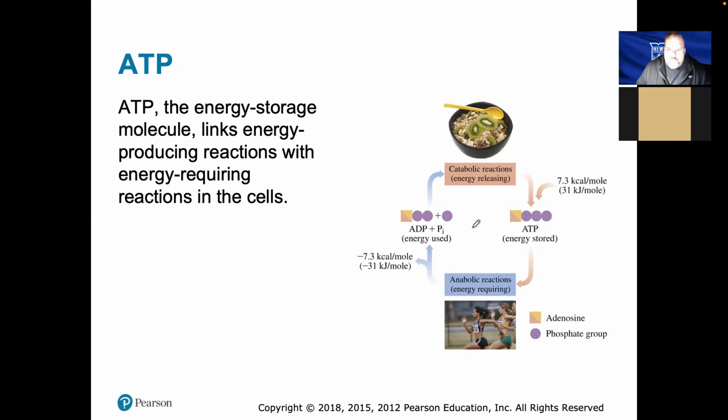So I think that's why the negative and positive signs are here, because they're talking about the ATP releasing this amount of energy to be used by the anabolic reaction. And then they're talking about the ADP absorbing this amount of energy that's being released by the catabolic reaction to become ATP again.